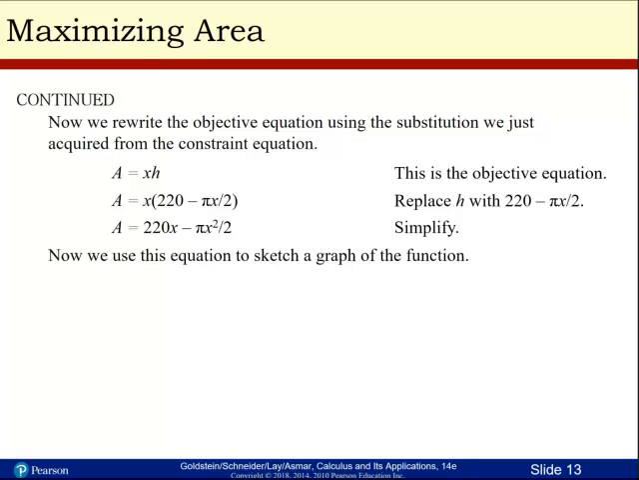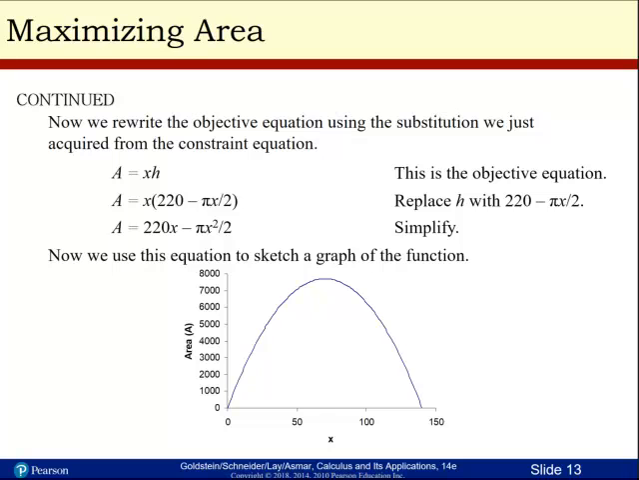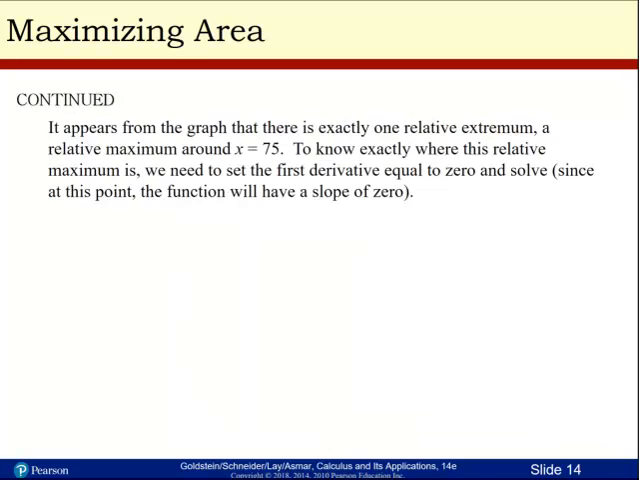We're going to use this to sketch a graph of the function, and we're going to notice that we get a maximum somewhere. This is a parabola. Looks like right here in the middle at 75 is what it looks like to me for a maximum. It appears from the graph that there's exactly one relative extremum, a relative maximum somewhere around x equals 75. To know exactly where it is, we're going to set the derivative equal to 0 and solve, since at this point the function will have a slope of 0.